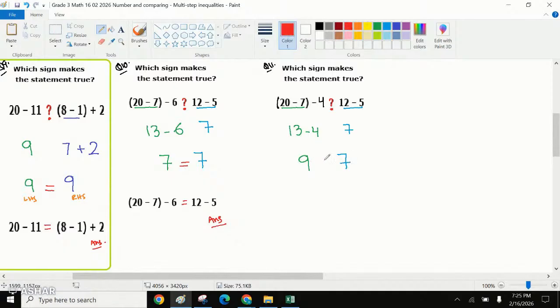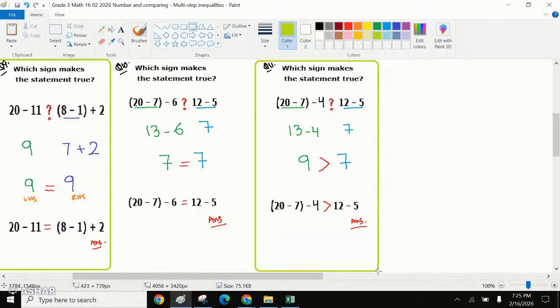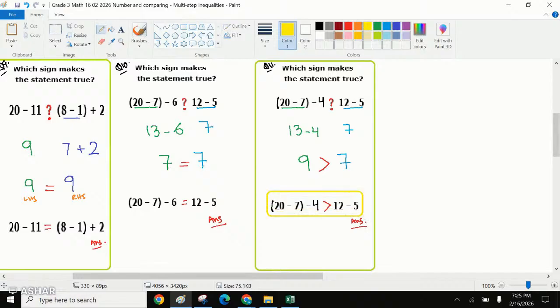We know that 9 is greater than 7. Therefore, for this given question, we can say the left hand side is greater than the right hand side. That's our answer. Agreed? Okay, let's move ahead. Perfect. 9 is greater than 7. But remember, you will always give your final answer as this statement. What was given in the question, you will give this as your final answer. Okay?